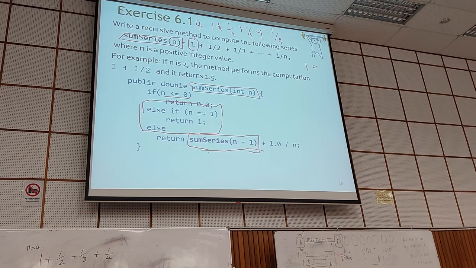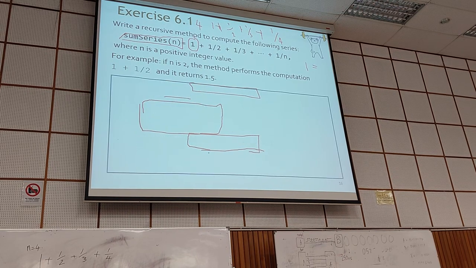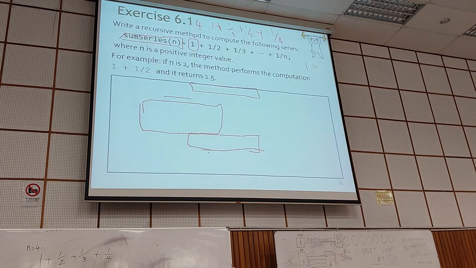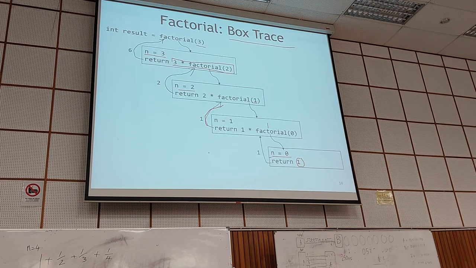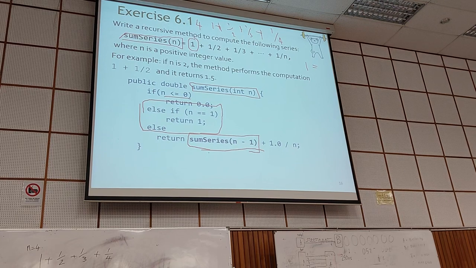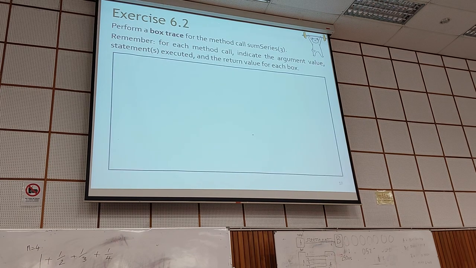Alright, how will the box trace be? Okay, for the box trace, I need an n value and what I'm returning. The n value and the return function. The return here is my recursive call. So this is my recursive call, and this is my n value. Okay, so try it. Take a look at it and see how you can do it.